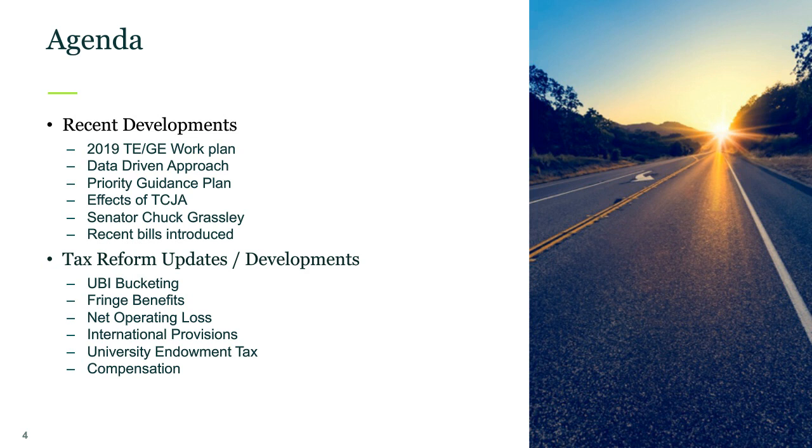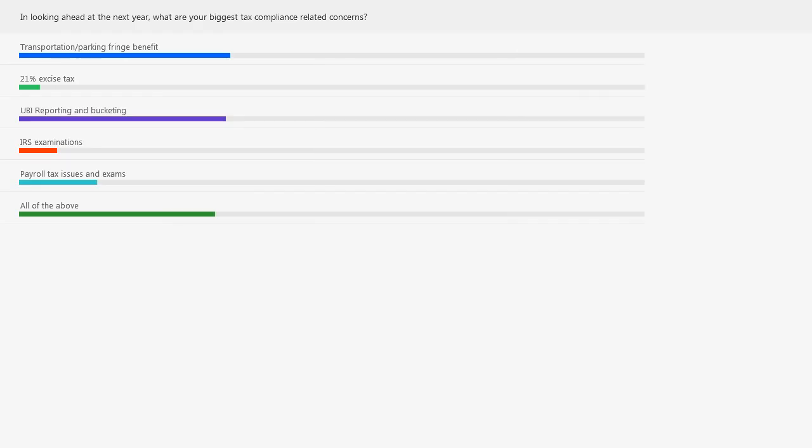All right, let's go ahead and take a look at the results. Patty, back to you. Okay, it looks like a lot. We're kind of across the board with the first transportation fringe benefit, UBI bucketing, and then all of the above. We're split pretty evenly. So yeah, there's a lot for us to think about these days for sure.